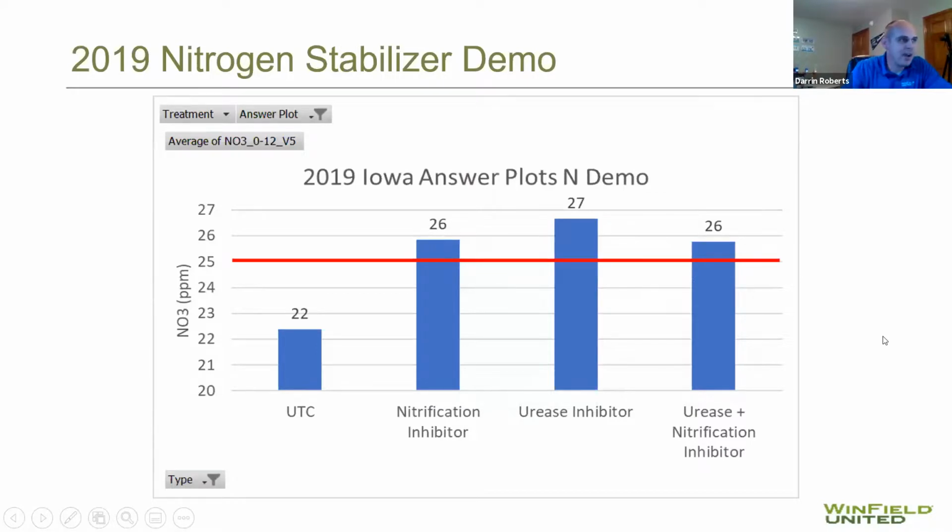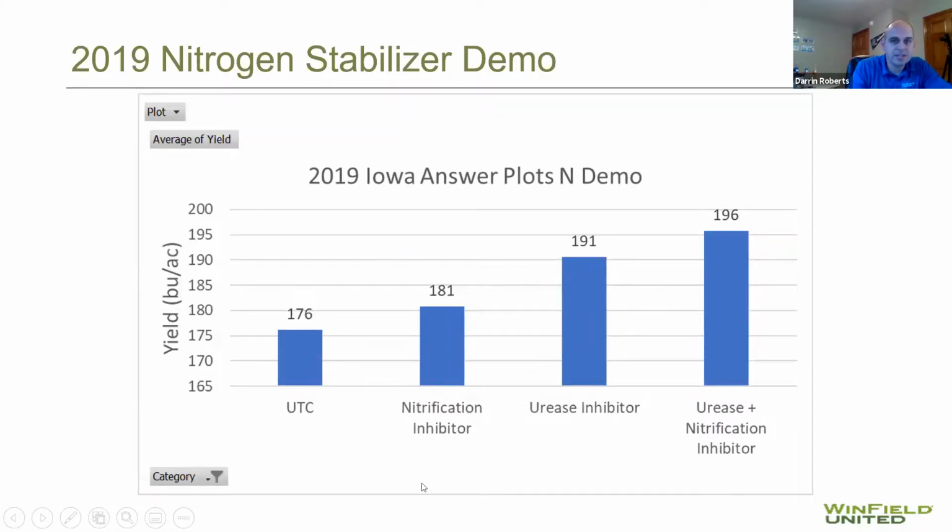From a couple of years ago, this is from our Iowa demos, some data that we pulled off of that. We did go out and do the late spring nitrate test. With that particular test, the threshold was 25 parts per million nitrate nitrogen. And you'll see with our different stabilizer treatments, we were able to keep our soil nitrogen levels above where they needed to be compared to the untreated check. From a nitrogen availability standpoint, they're helping out early on in the season. And then our hand yield checks at the end of the season kind of showed a similar story.